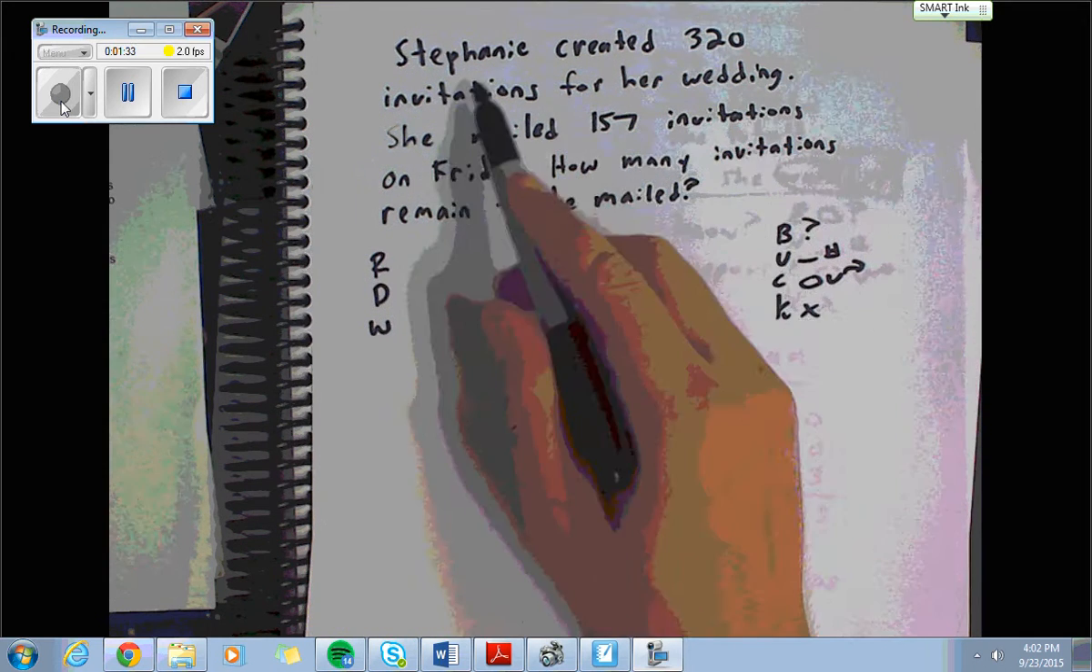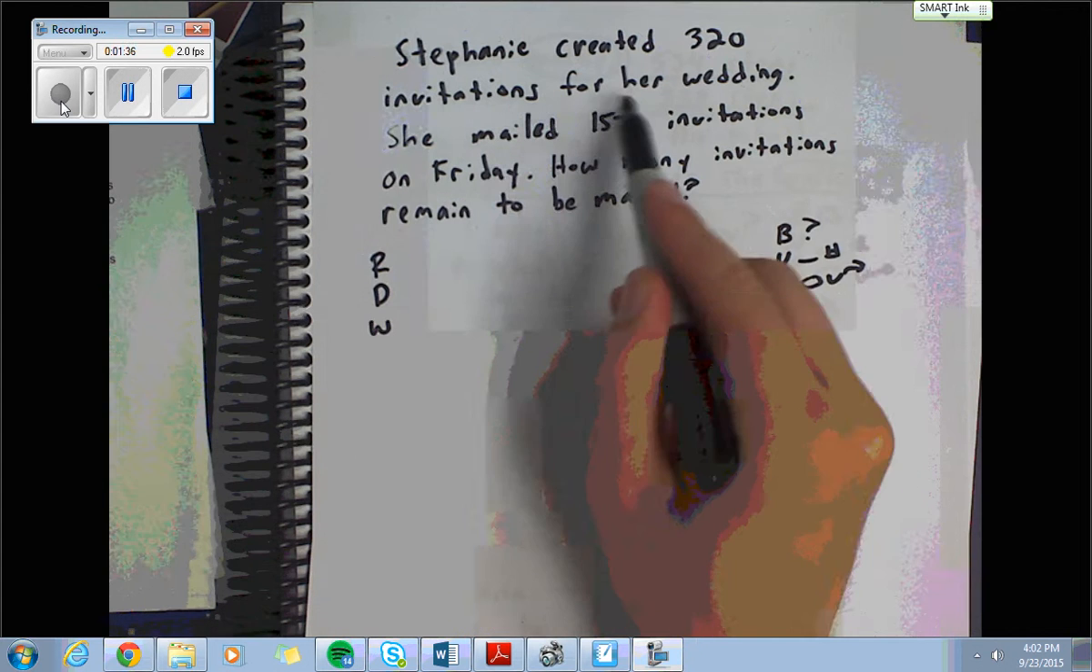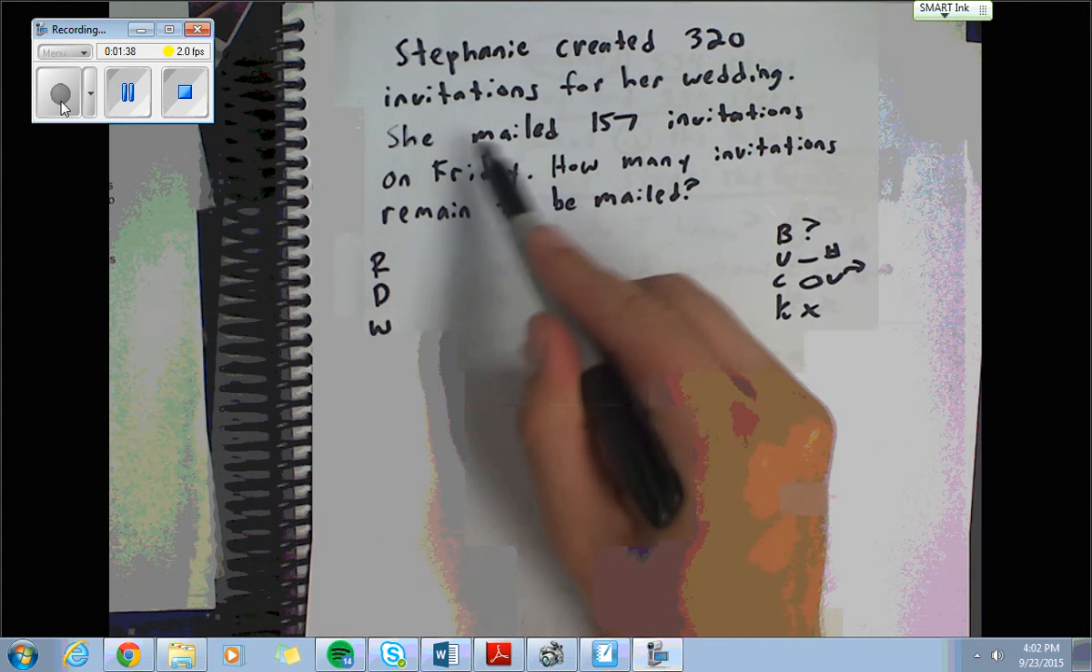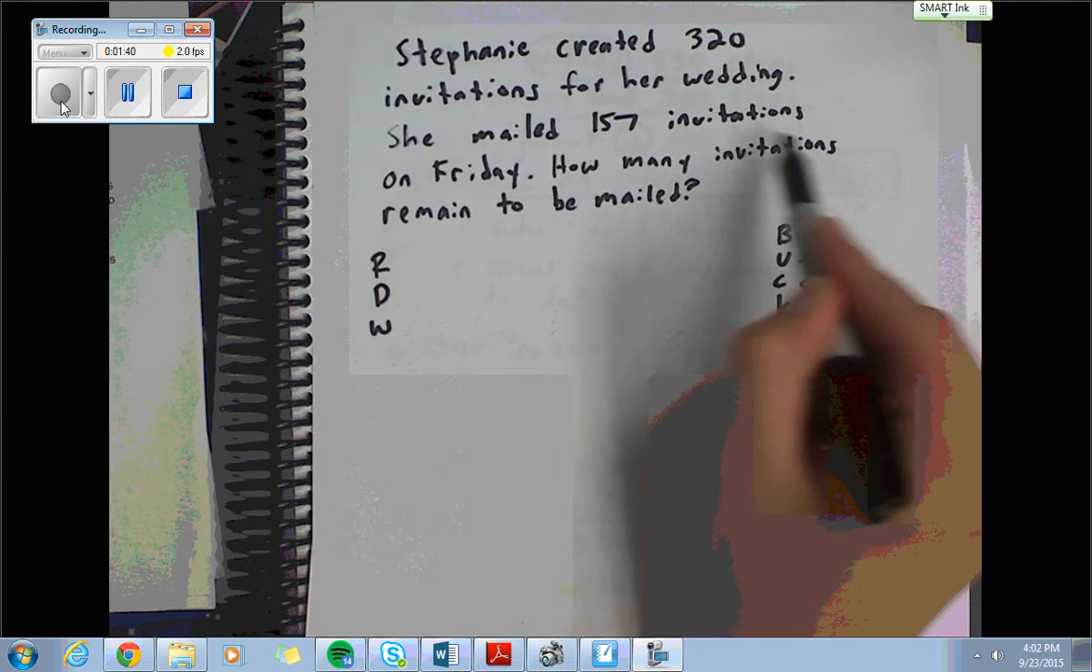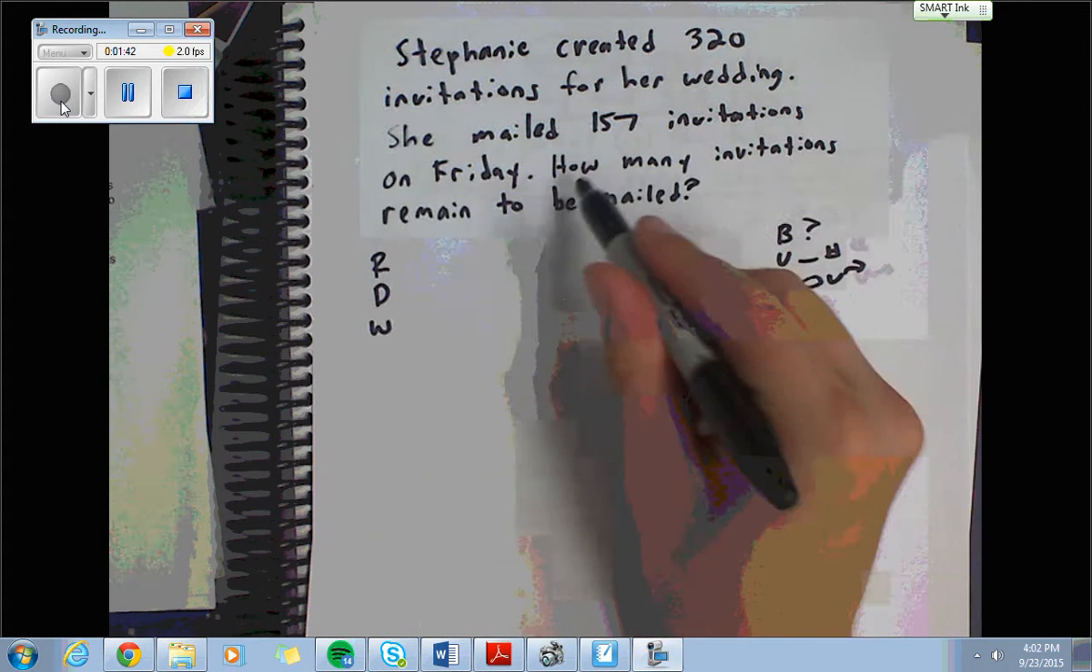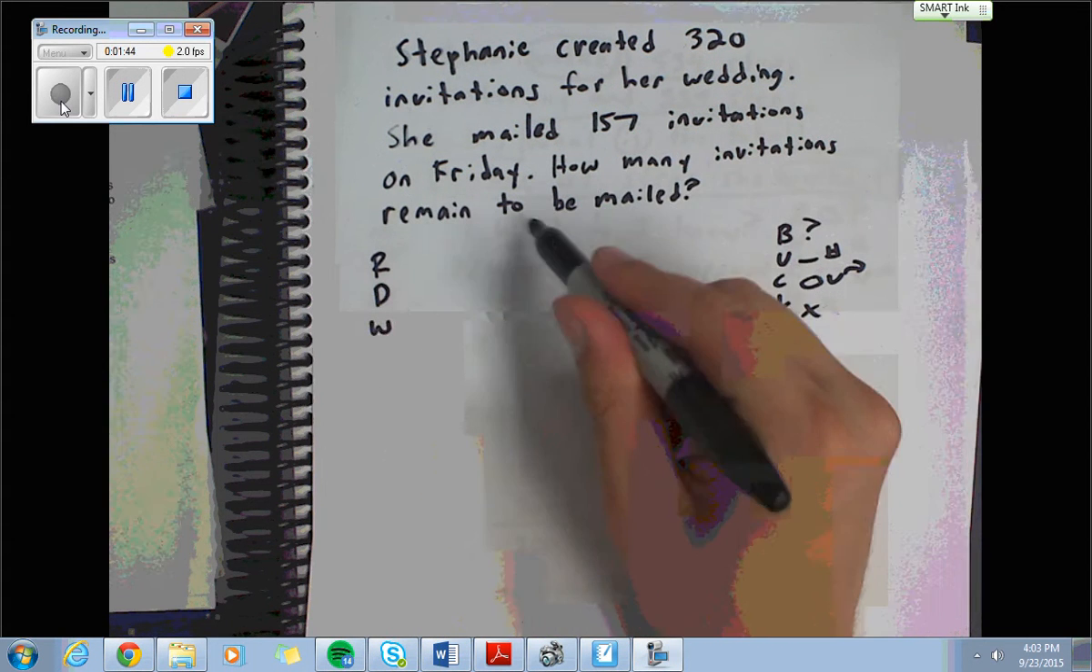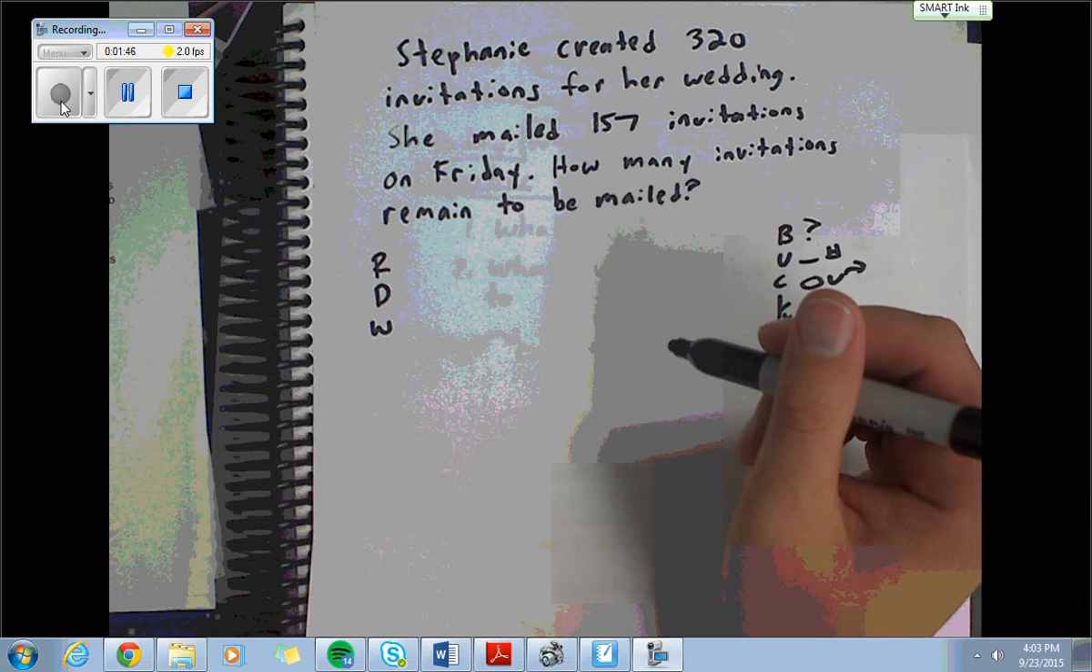Stephanie created 320 invitations for her wedding. She mailed 157 invitations on Friday. How many invitations remain to be mailed? Okay, let's move into the BUCK process.